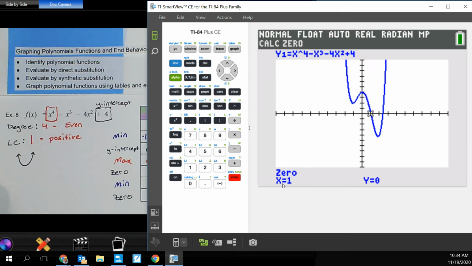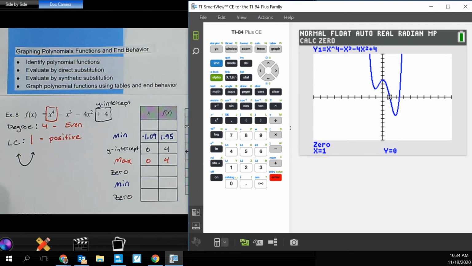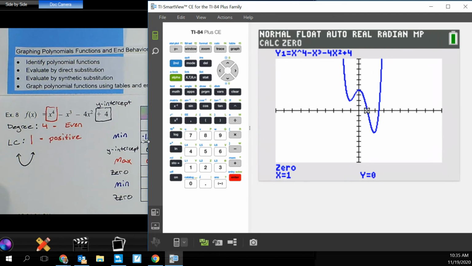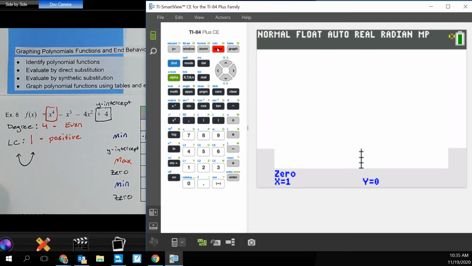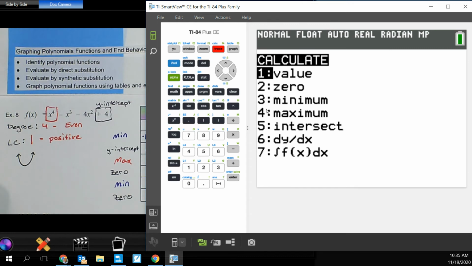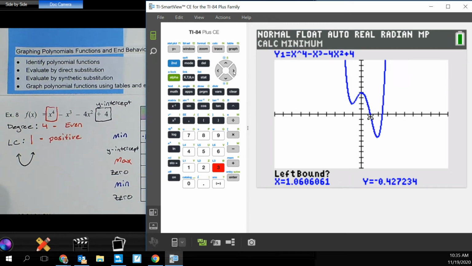And it tells me that the 0 is at 1, 0. So I'm going to write in 1, 0 for the point. And I can put the point on my graph too. So now we have 3 points in the end behavior with 2 points to finish up. So minimum, maximum, 0. Now I want to calculate another minimum. So I'm going to hit second calc. And I want to find the minimum. So that's 3. And the directions are the same again.